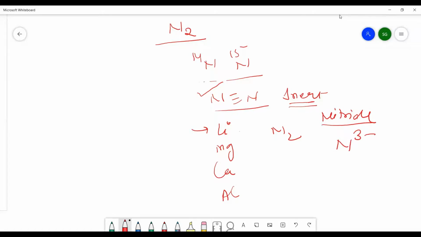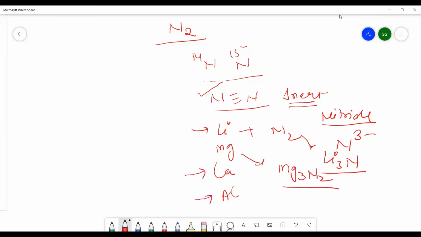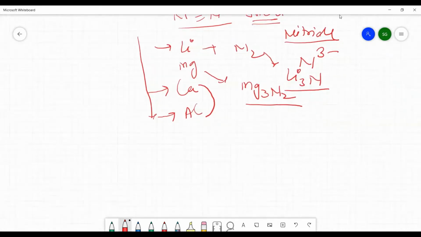When they react with lithium, it results in the formation of Li3N, that is lithium nitride. With magnesium, it forms Mg3N2, magnesium nitride. Likewise, you can form it for calcium and aluminium. So you have to draw how the nitrides of calcium and aluminium will be formed on reaction with N2. So you may write all the 4 reactions by yourself.